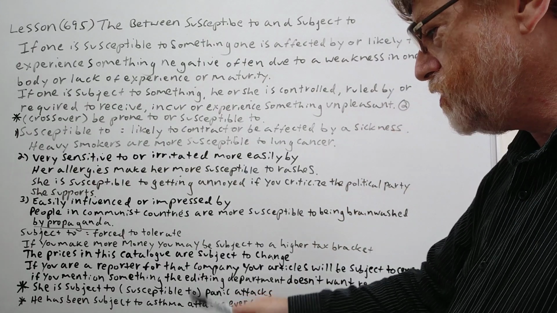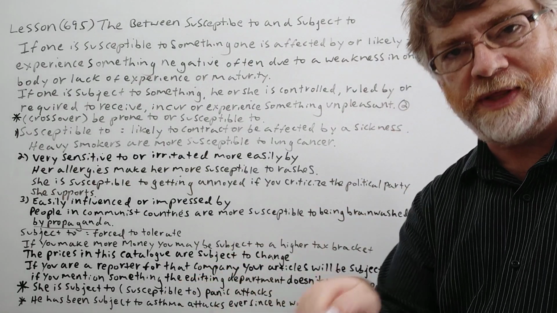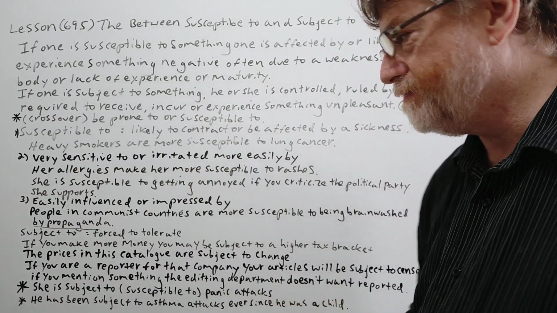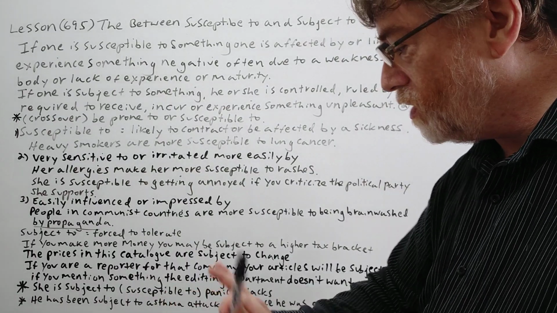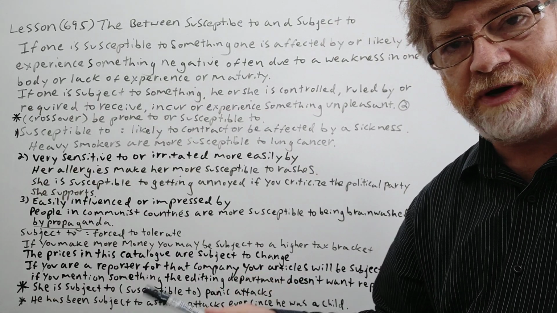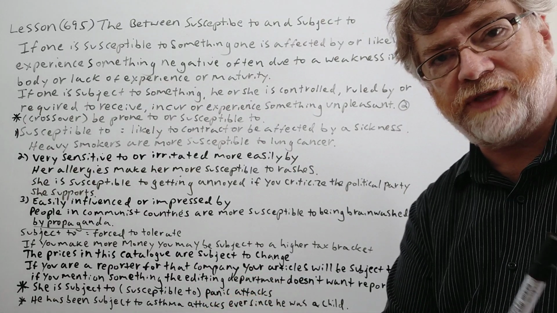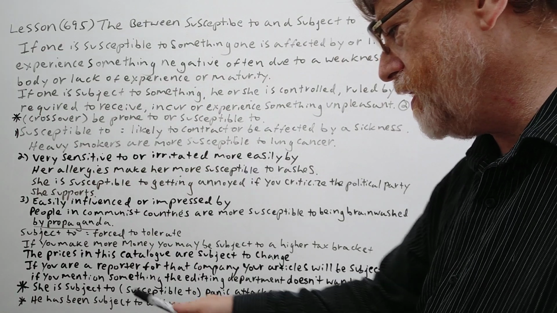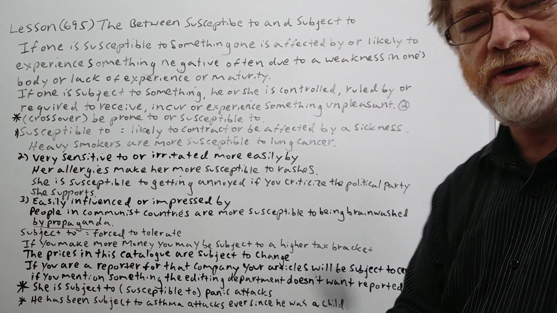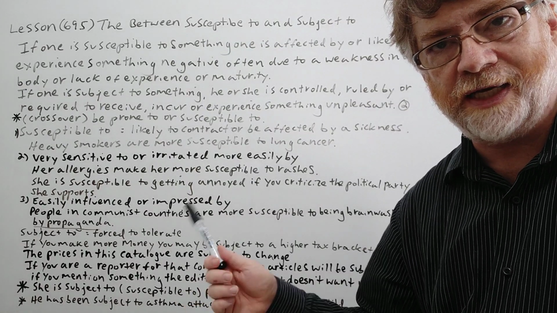All right, now the last two here with the stars next to them, this is where there could be crossover, where you might be able to use either phrase. She is subject to or susceptible to panic attacks, so more likely to experience them. Here you could use either one of these two. And the last one here, he has been subject to asthma attacks ever since he was a child, or you could say susceptible to asthma attacks as well.